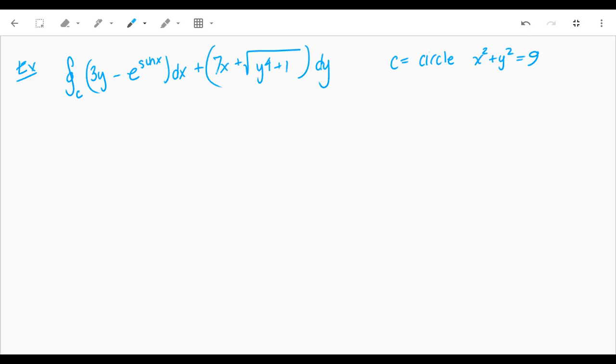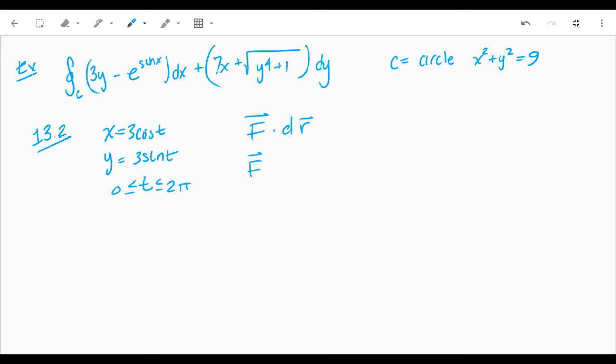Okay, so we could try to do this like in 13.2, where x is going to be 3 cosine t, or theta or whatever you want to do, and y would be 3 sine t. We're parameterizing the curve, right? And t is between 0 and 2 pi. Okay, and then remember we have to do f dot dr.